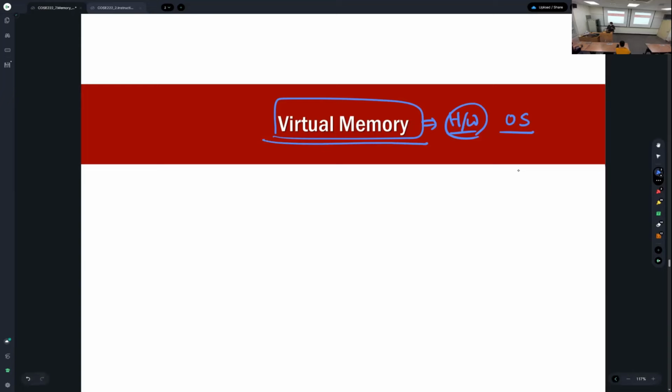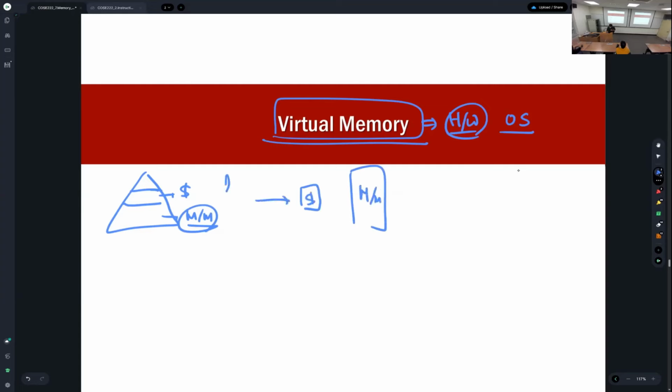Then, actually in the memory hierarchy, we learned that this is the cache and this is the main memory. And then a load instruction is executed.